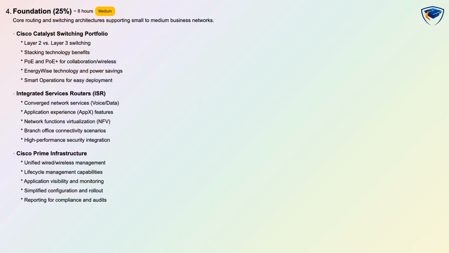The Integrated Services Router topic covers converged voice and data services, application experience features, network functions virtualization, typical branch office connectivity scenarios, and how to integrate high-performance security. Cisco Prime Infrastructure completes the domain with unified wired and wireless management, life cycle and configuration management, application visibility and monitoring, simplified rollout, and reporting for compliance.